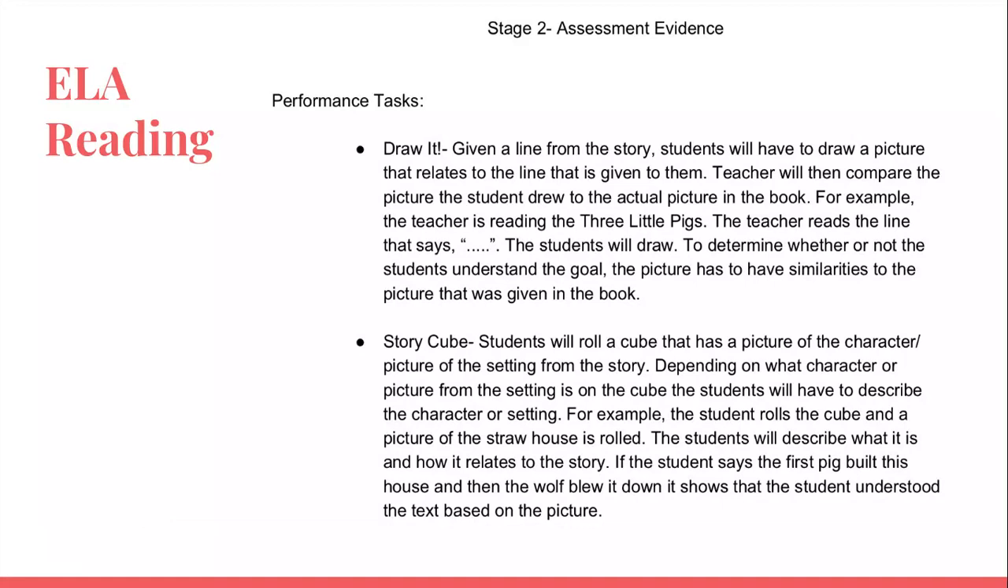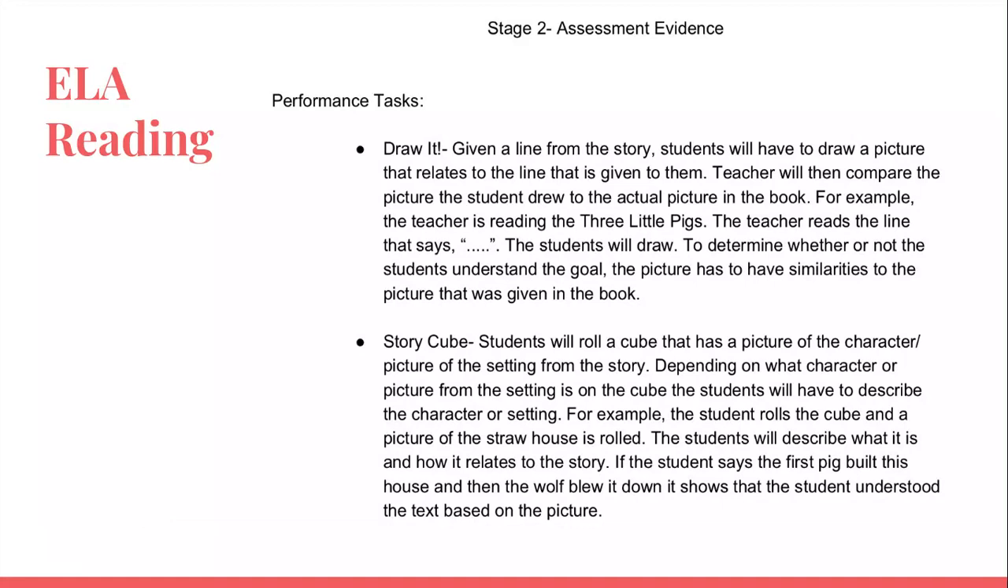Given a line from the story, the students will have to draw a picture that relates to the line that is given to them. And then the teacher will compare the student's picture to the actual picture in the book and look for similarities. The second is a story cube. So there will be a cube, and on the cube, there will be different pictures from the story.